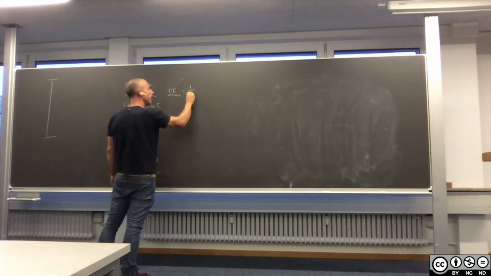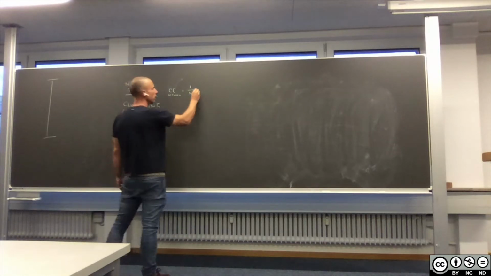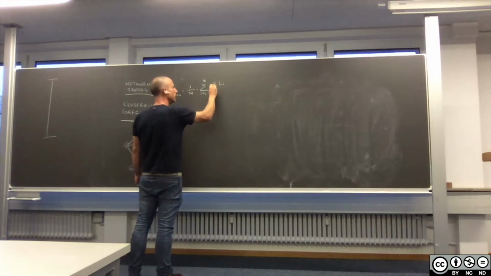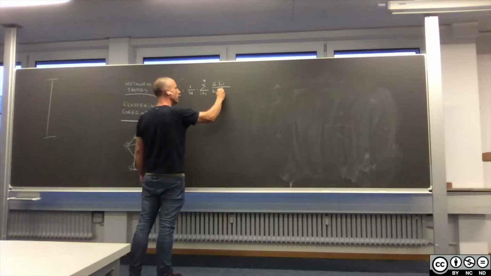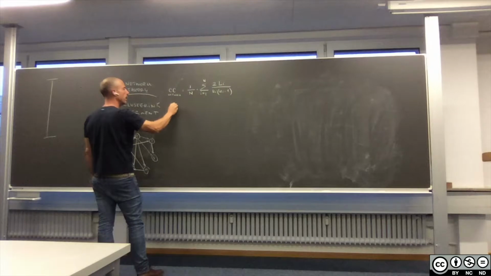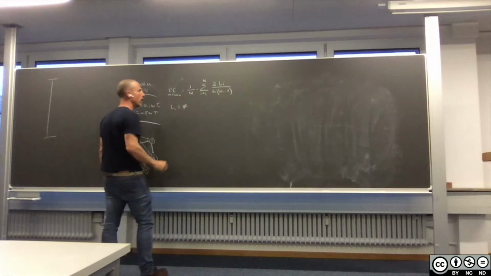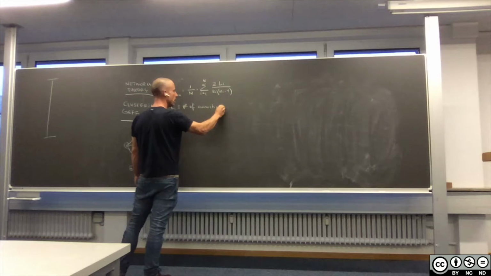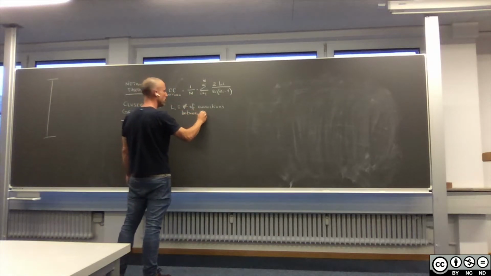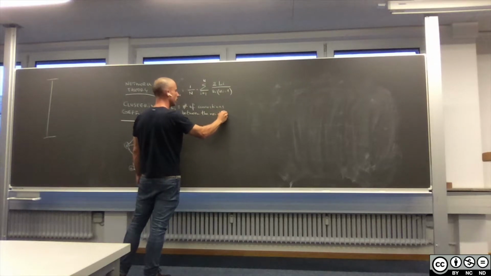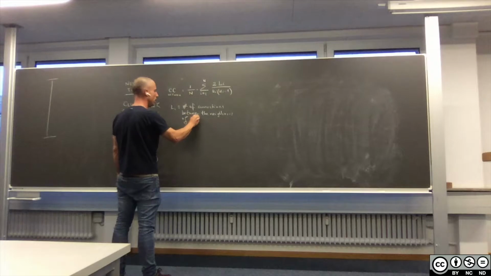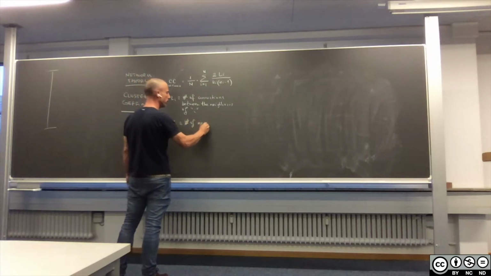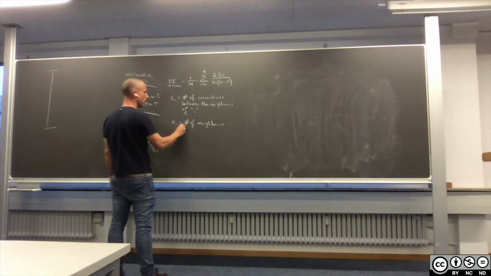The clustering coefficient of the network is equal to 1 divided by N, where N, remember, is the number of nodes, times the sum for all nodes of 2 times L sub E divided by k sub E times (k sub E minus 1), where L sub E is the number of connections between the neighbors of E, and k sub E is the number of neighbors of E.